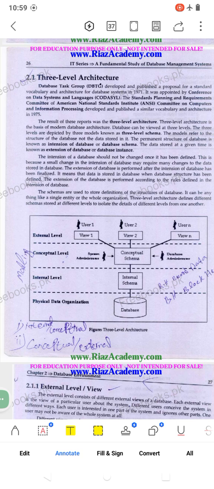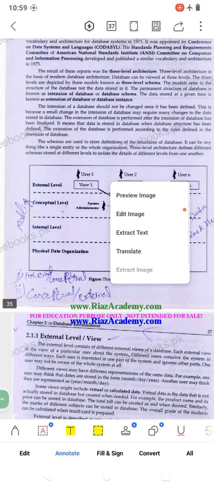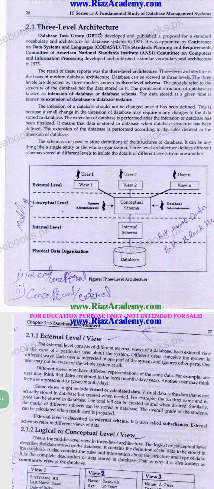What about this model? We have to come to the 3-level architecture definition. The 3-level architecture, also known as ANSI SPARC architecture, is a framework that separates the user's view of data from the way the data is physically stored. What does it mean?